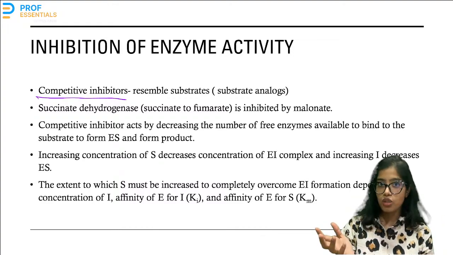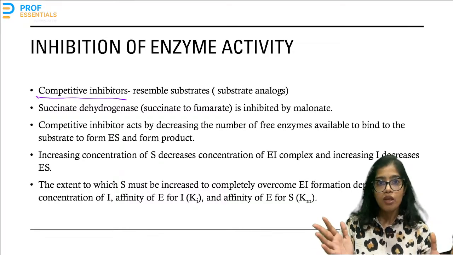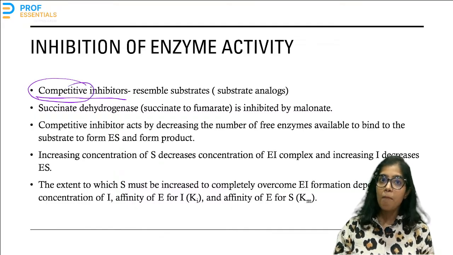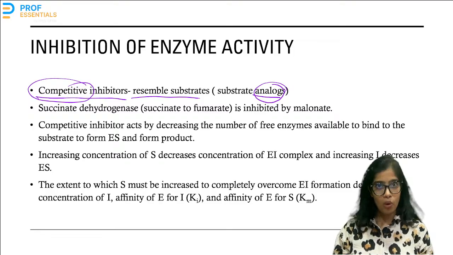This is very natural. You are not going to compete with someone who is dissimilar to you, because there has to be some scale of competition. Therefore, a competitive inhibitor will resemble the substrate. Something that resembles functionally is an analog. Something that resembles structurally is a homolog.